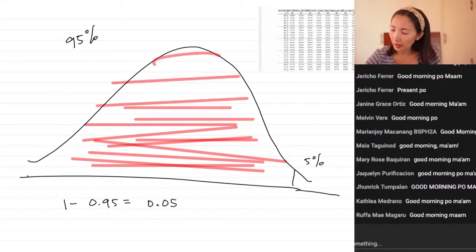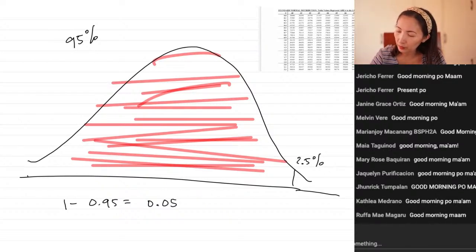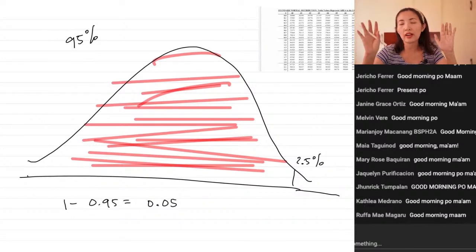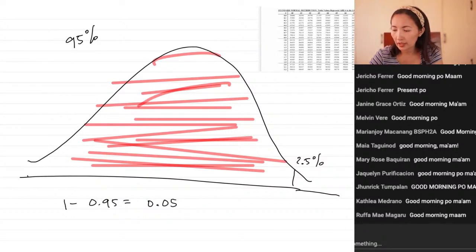0.975, this area, because 5% divided by 2, this in fact is 2.5, not 5%. This is 2.5 here, 2.5 here, 2.5 on both ends. So 2.5 plus 2.5 is 5%. So 95% is within that interval, or between these two.